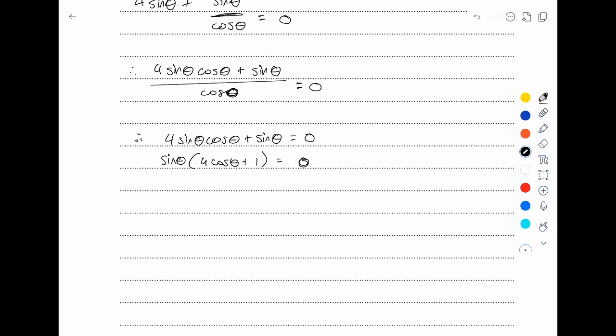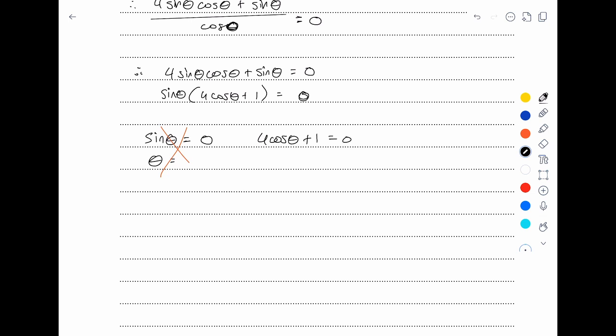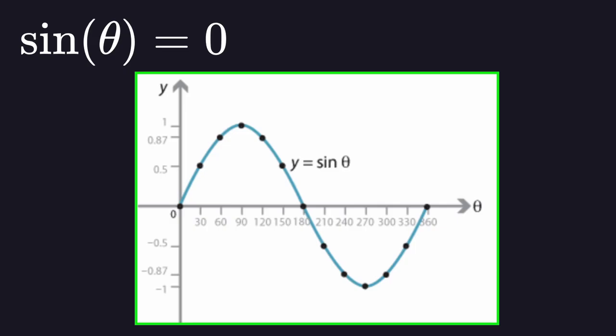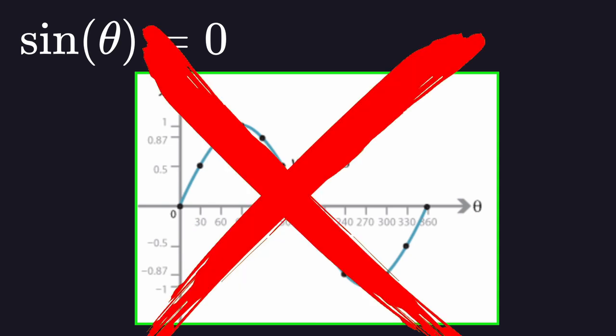But now we have two equations: sine theta equals 0 and 4 cos theta plus 1 equals 0. Let's attack each one by one. For sine theta equals 0, this is basically just asking us, where does sine theta equal 0? By using your calculator or knowing the graphs, we can say that sine theta equals 0 when theta is equal to 0 degrees or 180 degrees, which is out of bounds according to the question. So we could write this equation off altogether.